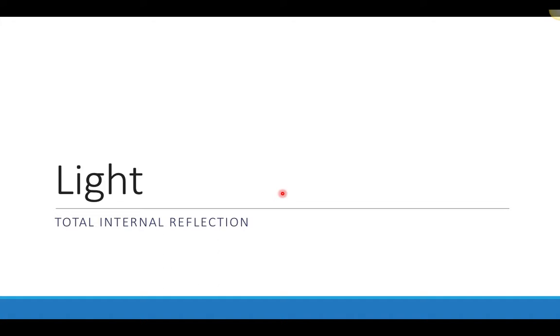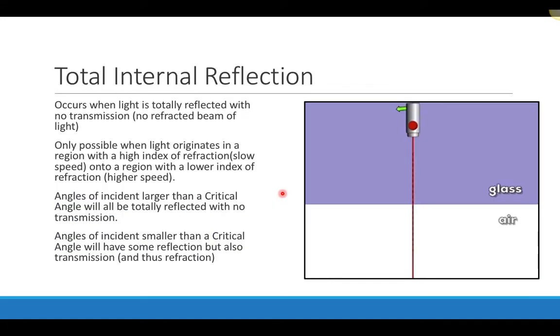Another topic related to refraction is something called total internal reflection. Total internal reflection occurs when light is totally reflected on a surface and no light is actually transmitted. So there's no refracted beam of light. Let's take a look at this repeated picture, and then we're going to pull up a PhET simulation.